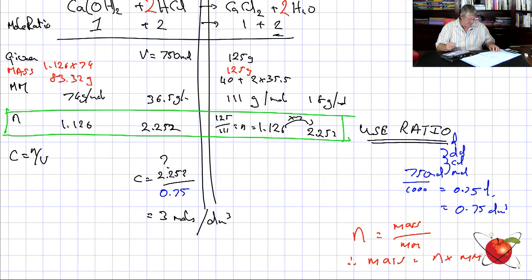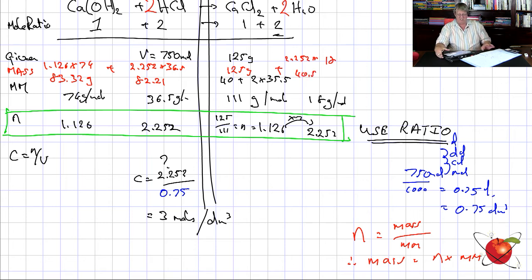Okay, the mass of HCl is going to be 2.252 times 36.5, which is 82.21. And lastly, the mass of water on this side is going to be 2.252 multiplied by 18, correct? Which is going to be 40.5.